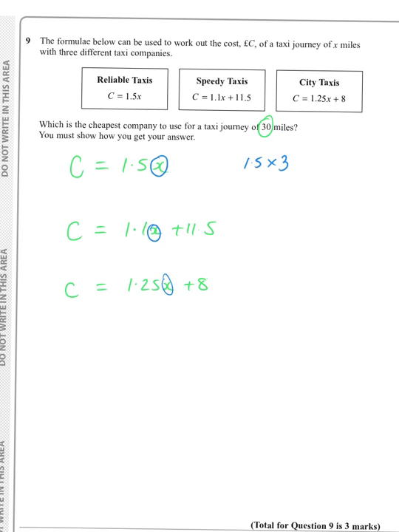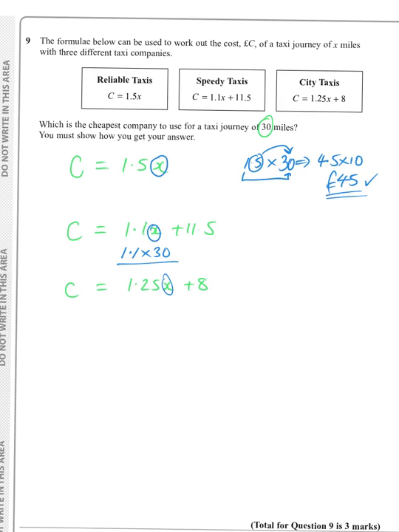So 1.5 times 3 would be 4.5, but if we want to times it by 30, it would be 4.5 times 10 again, so that would be £45. Another way of looking at it is we can do one lot of 30 and then we can do half of 30 and add it on. So a whole lot of 30 is 30, a half of 30 is 15, and we could put those together and get 45. For the next company, Speedy Taxis, we would have 1.1 times 30.